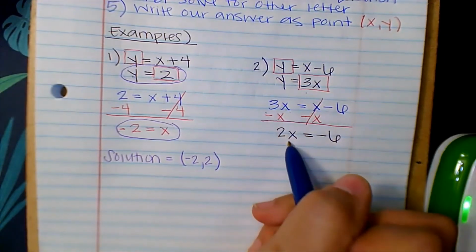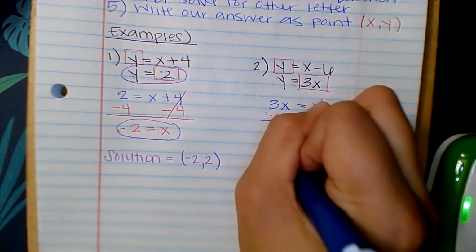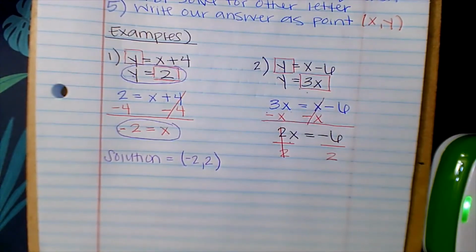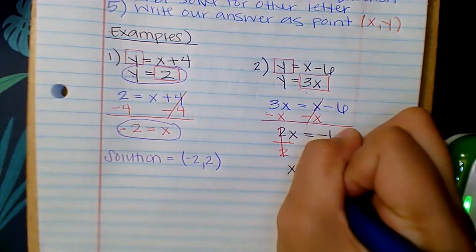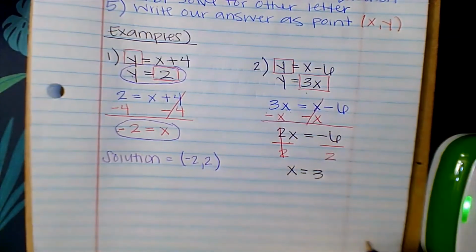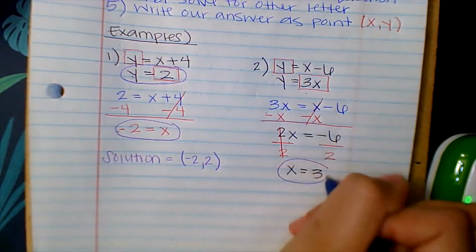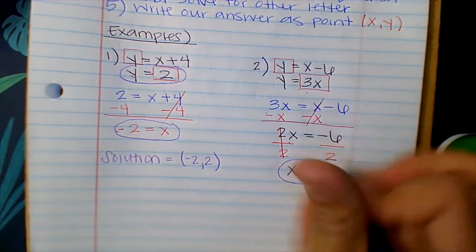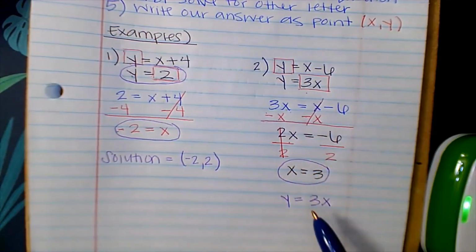And now I can go ahead and solve for x. I'm going to divide both sides by 2 to get x by itself. 2 divided by 2 gives me 1, so x is now by itself. And then negative 6 divided by 2 gives me negative 3. So far I have an x value, but I do need a y value. And this time we know that y is equal to 3x. So let's go ahead and write that out here because we're going to solve for that next.